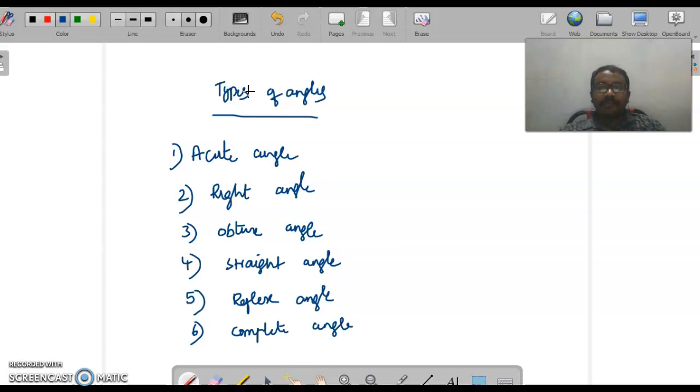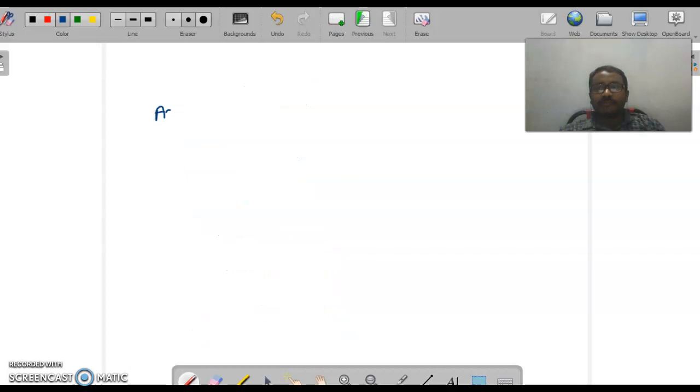The first one we are going to explain is the acute angle. So what is an acute angle? An acute angle is the angle that is less than 90 degrees, the angle between 0 to 90 degrees. It means that we cannot take exactly 90 degrees, only less than. For example, you can write it like this: the angle between 0 to 90 degrees. The numbers that exist in between are all acute angles.